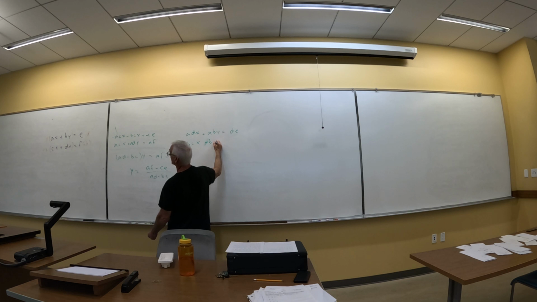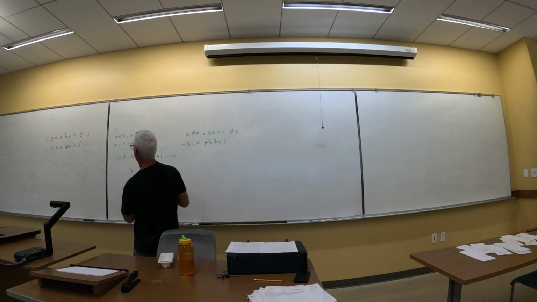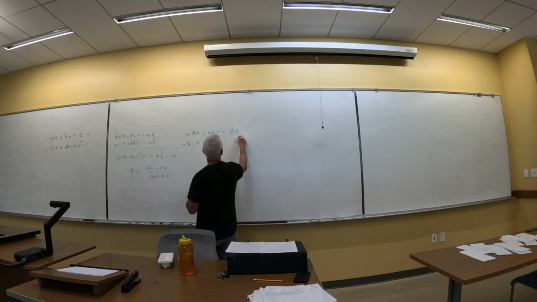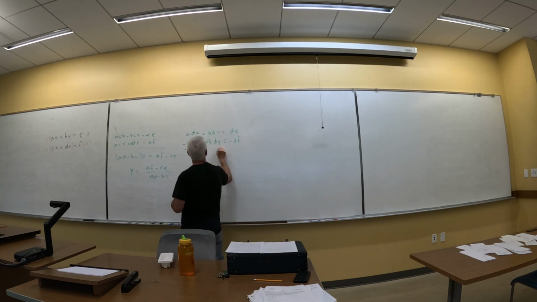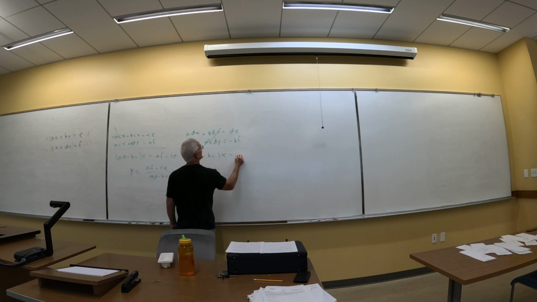BD. No, that's not right. Hold on. Oh, this should be BD, shouldn't it? I can't see this. This should be BD minus BDY, and that's minus BF. Does that look right? Okay. So now I have (AD minus BC)X equals DE minus BF.